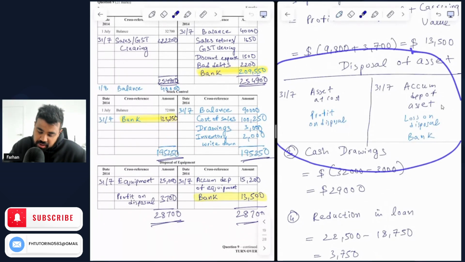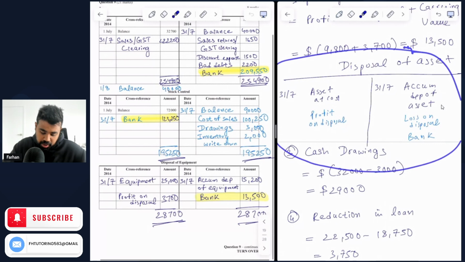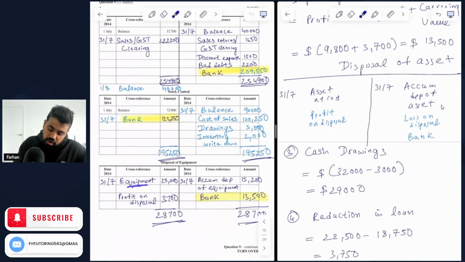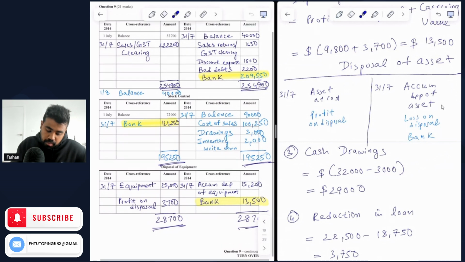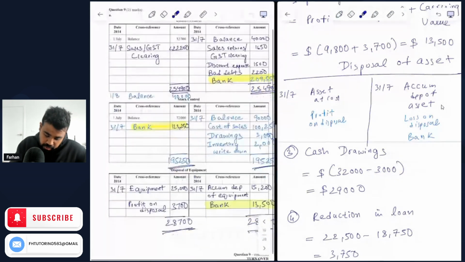All right, based on this format that I've drawn here on the right hand side, let's use that and see how this can be utilized for our old equipment. On the debit side, we have the asset at cost. So the equipment at cost was $25,000, which is mentioned in the second additional information.